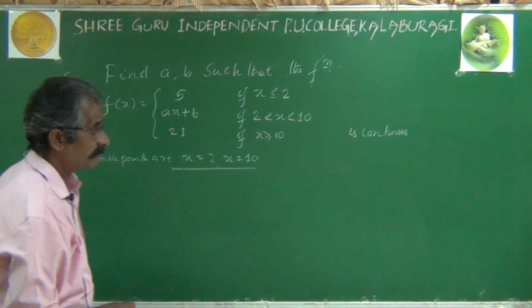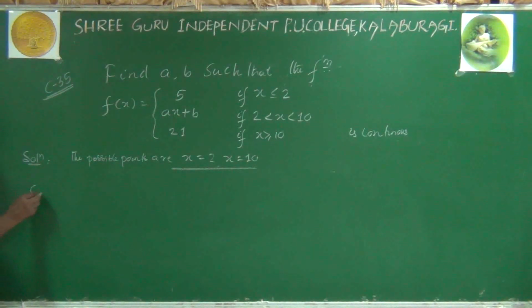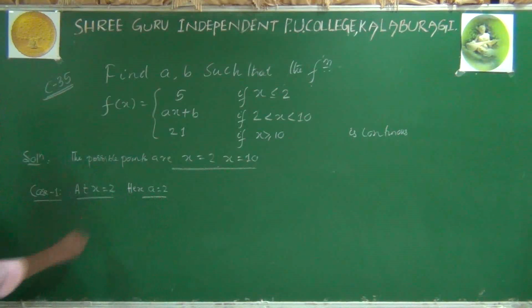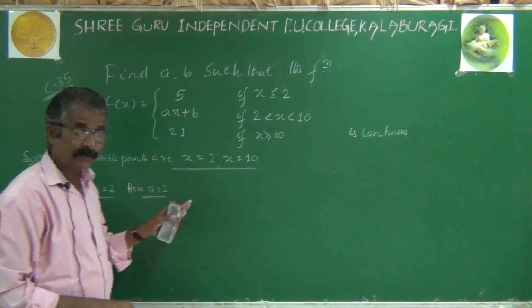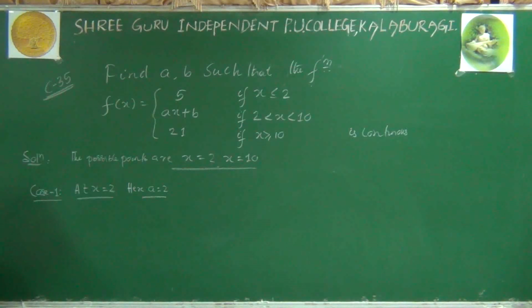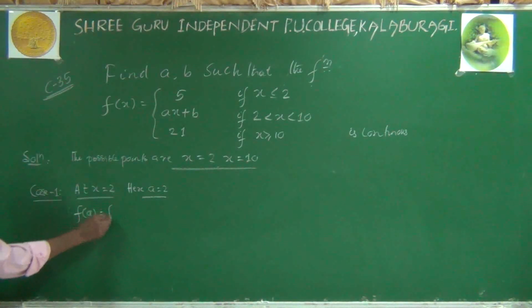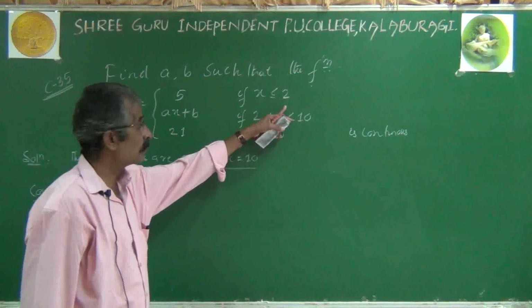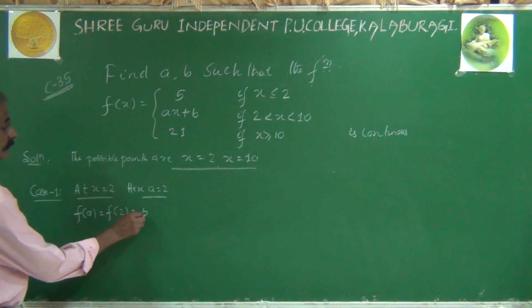Let's have case 1, case 2. Case 1, at x equal to 2. So here a equal to 2 now. A means, actually not this A, this is a particular case A, or I can take alpha equal to 2. So now f of A means f of 2. F of 2, when x is exactly equal to 2, function value is 5.